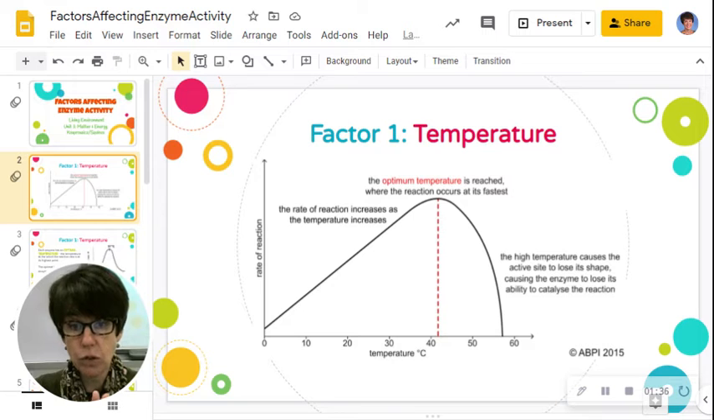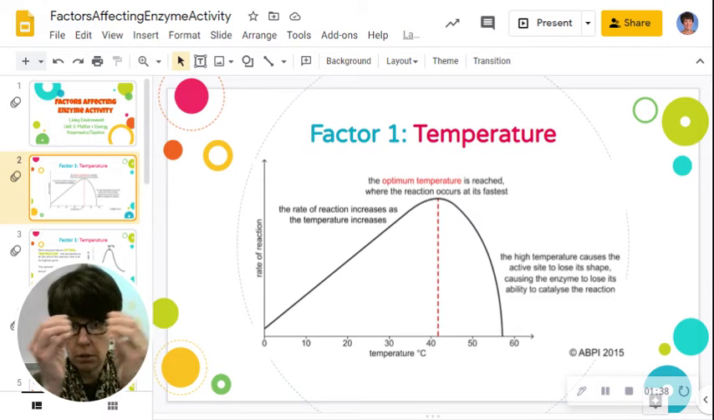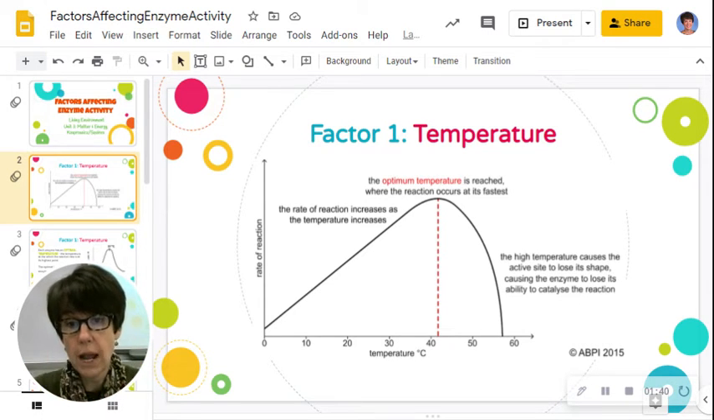So higher temperatures increase the bumping. More bumping equals more reaction. And so we see that on this side of the curve, right? Eventually, we're going to reach what we call the optimum temperature. This is the temperature at which the reaction has reached its highest point, and it can't get any faster than that. That's its best, or its optimal, temperature.